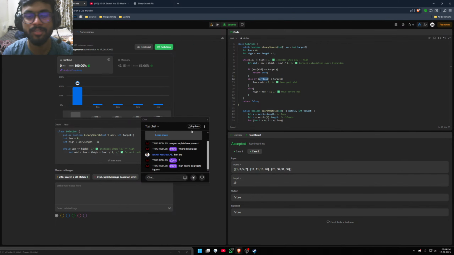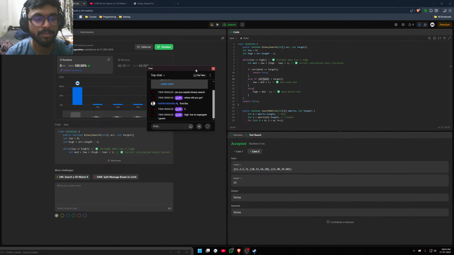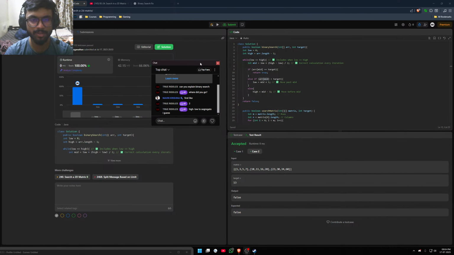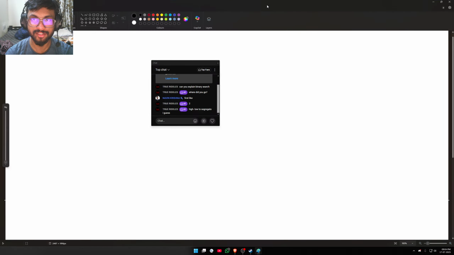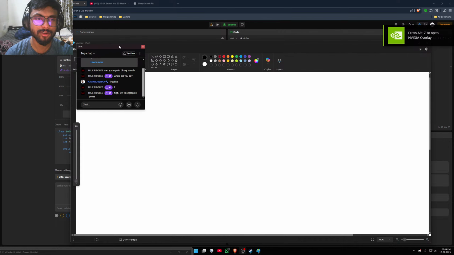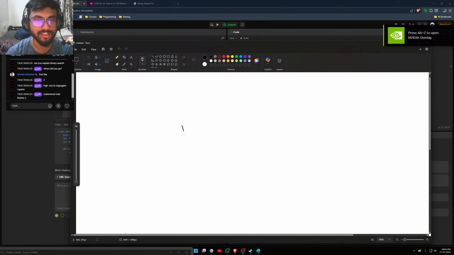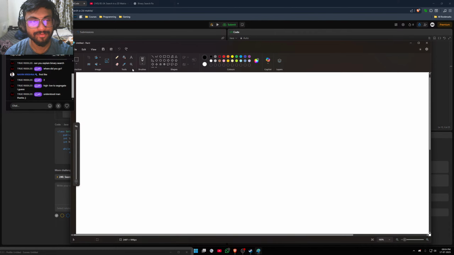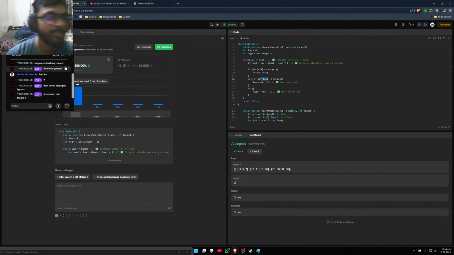So if you don't understand, just let me know. I'll try to explain what's happening and where it's happening. I think it'll be better if I just open Paint and explain. I just totally forgot that Paint existed for some reason. Let me know if you didn't understand it. I'll just put an array like this and then explain.